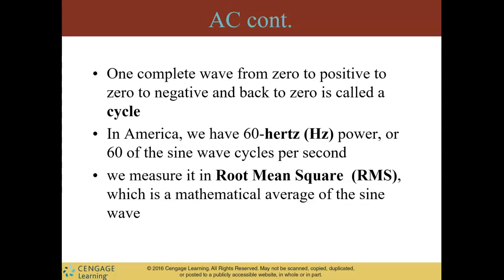If we didn't square it and then root it, the average would basically be 0 because the negative and positive would cancel each other out. So this is a way, a little mathematical trick, to average and find the voltage, keeping everything positive.